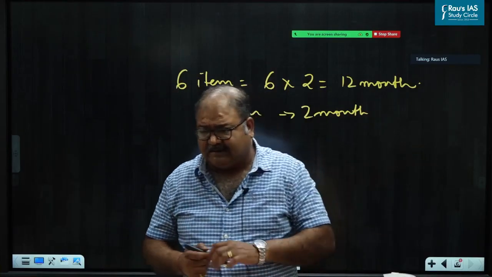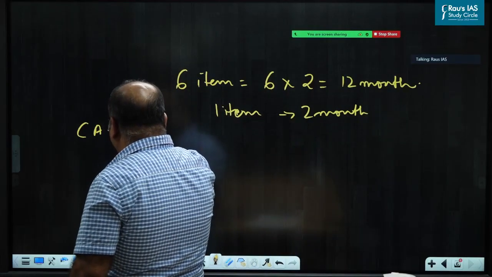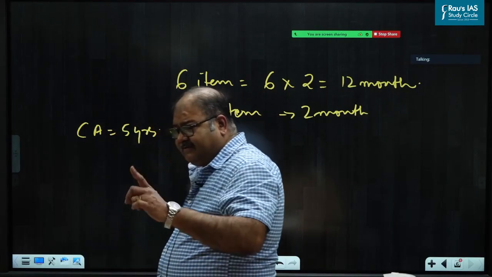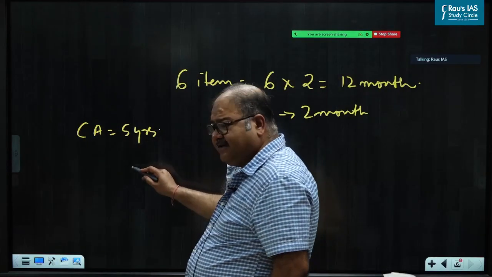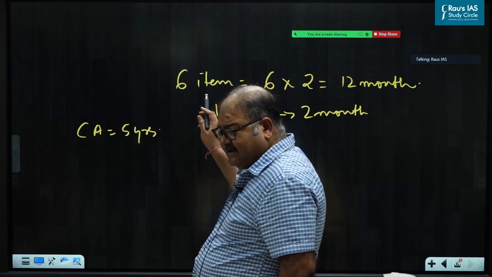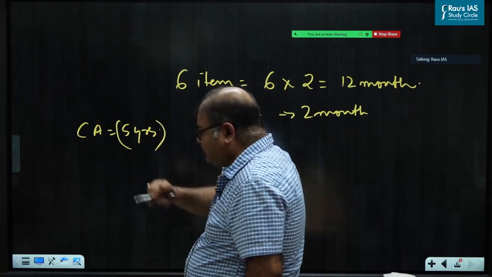Okay. Now suppose the chronological age of the child is 5 years. He will be given a test that is appropriate to 5 years. In that test, there will be 6 items. If he gets all the 6 correct, then it is assumed that his mental age is 5 years 100%.